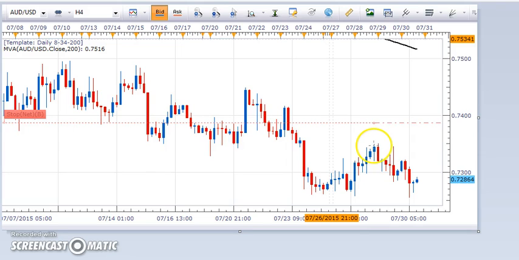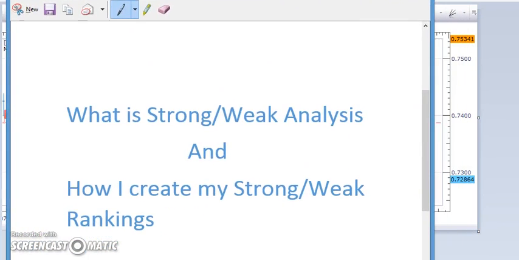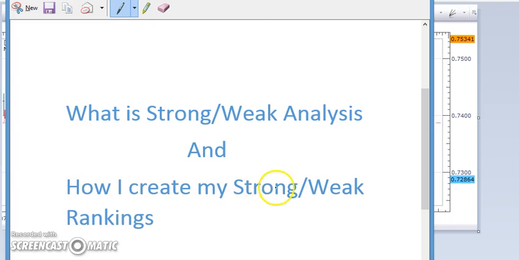So that is pretty much it in a nutshell, how I figure my strong week analysis and how I come up with my strong week rankings. I hope this explains it.